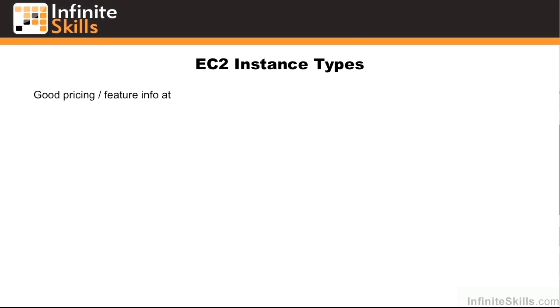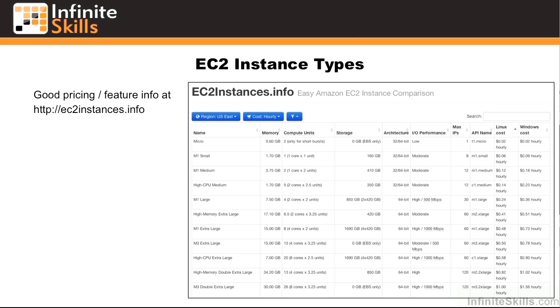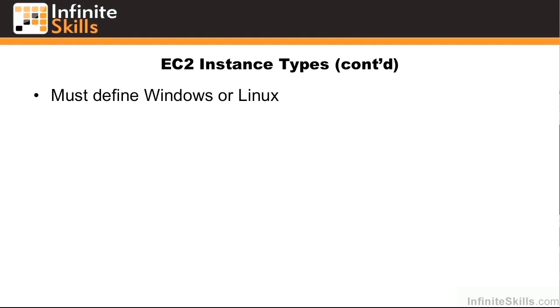There's good feature info at ec2instances.info. Highly recommend you pull this up in your browser and take a look. This is not managed by Amazon, but it's the best resource out there, and they keep it pretty current. Some things about EC2 instance types that you should be aware of. First, you have to define whether it's Windows or Linux. The Windows is going to be a higher cost due to licensing.